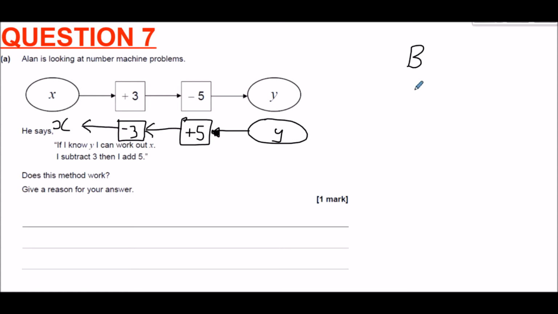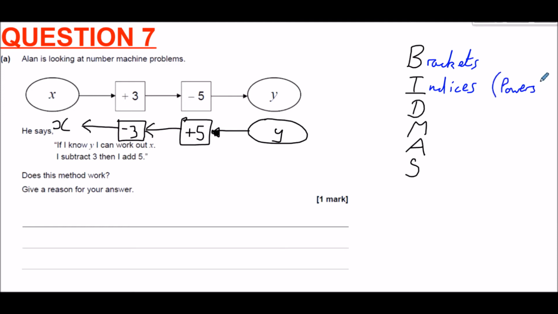Just need to remind you of BIDMAS. Now your teacher might use BODMAS or something similar. But just to remind you what each letter means. B stands for brackets. I stands for indices, which just means powers. For example, 2 squared or square root or something. D, M, A and S are more obvious. D is divide, M is multiply, A is add, S is subtract.